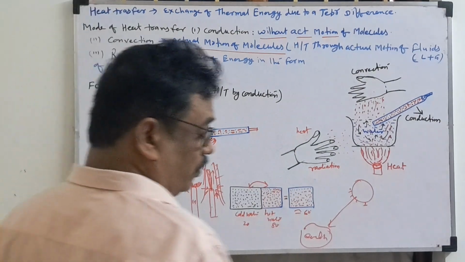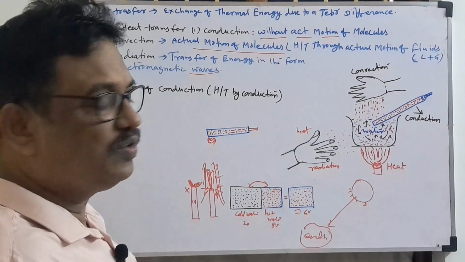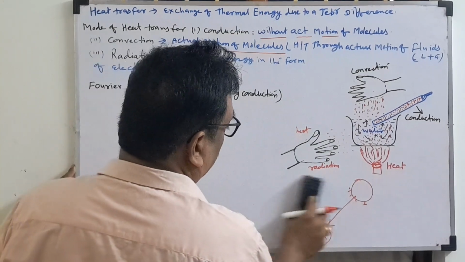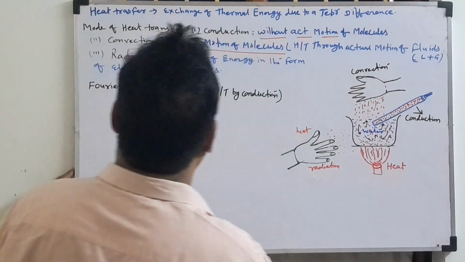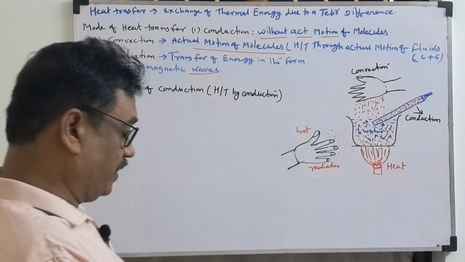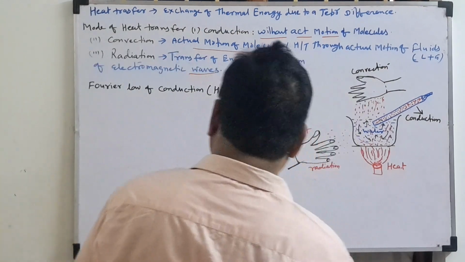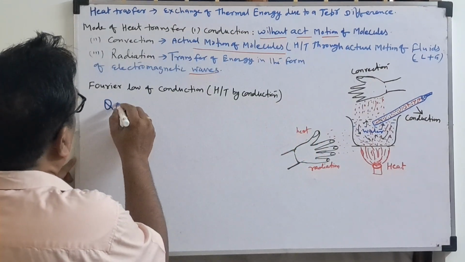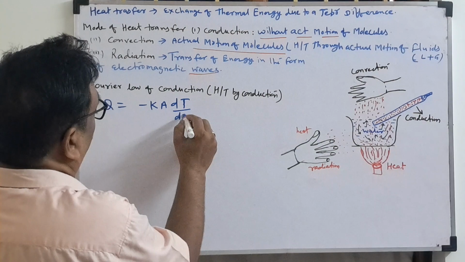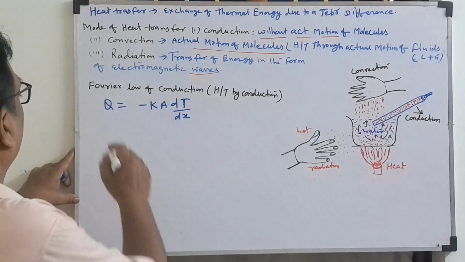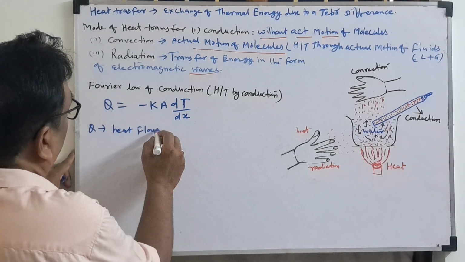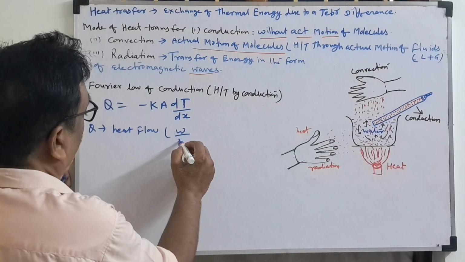Now, how to derive the formula? First, we'll discuss only conduction. Now look here, Fourier's law of conduction. Here heat transfer will take place by conduction itself. So one formula will be Q is equal to minus K A dT by dx. What is this? We'll explain this formula first. So Q is heat flow. Q is nothing but heat flow. The unit will be watt per meter Kelvin.